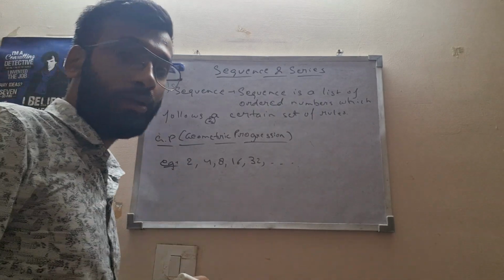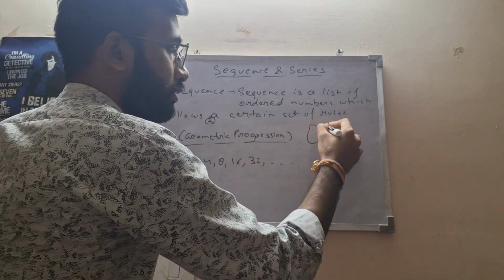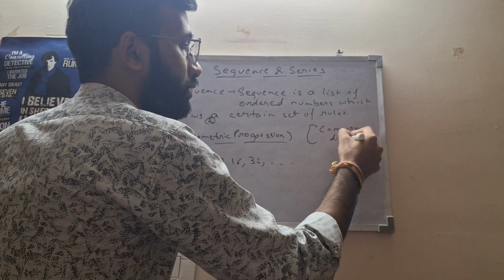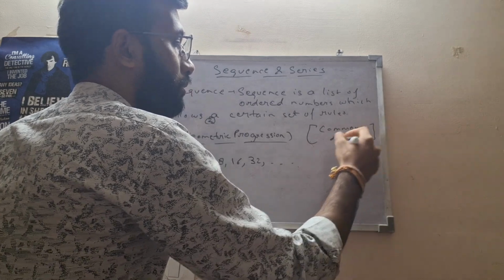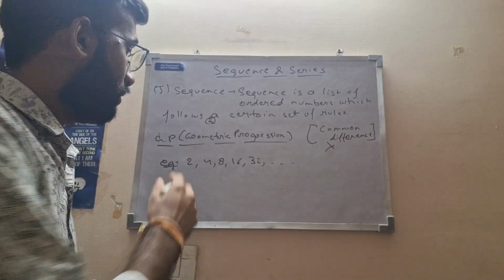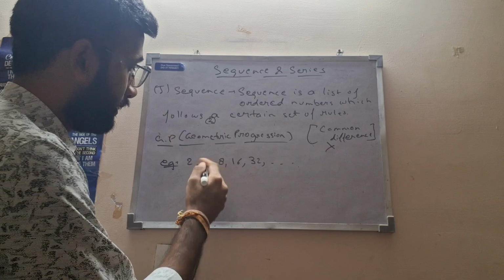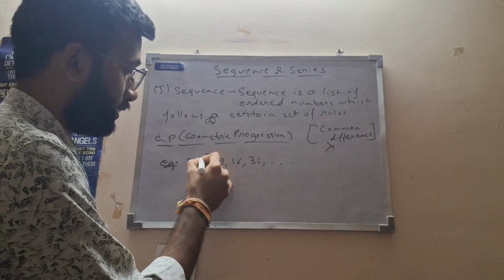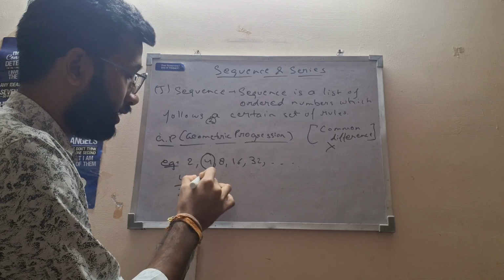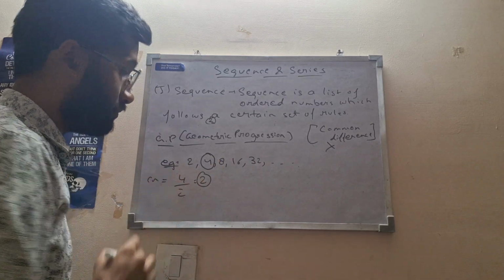Is this an AP? No, because it doesn't follow the rule of common difference, that is, each consecutive number must have the same common difference. It doesn't follow it. So what pattern is it following? It is following that if we divide this number 4 by its previous number 2, we get the number 2. This is known as the common ratio.